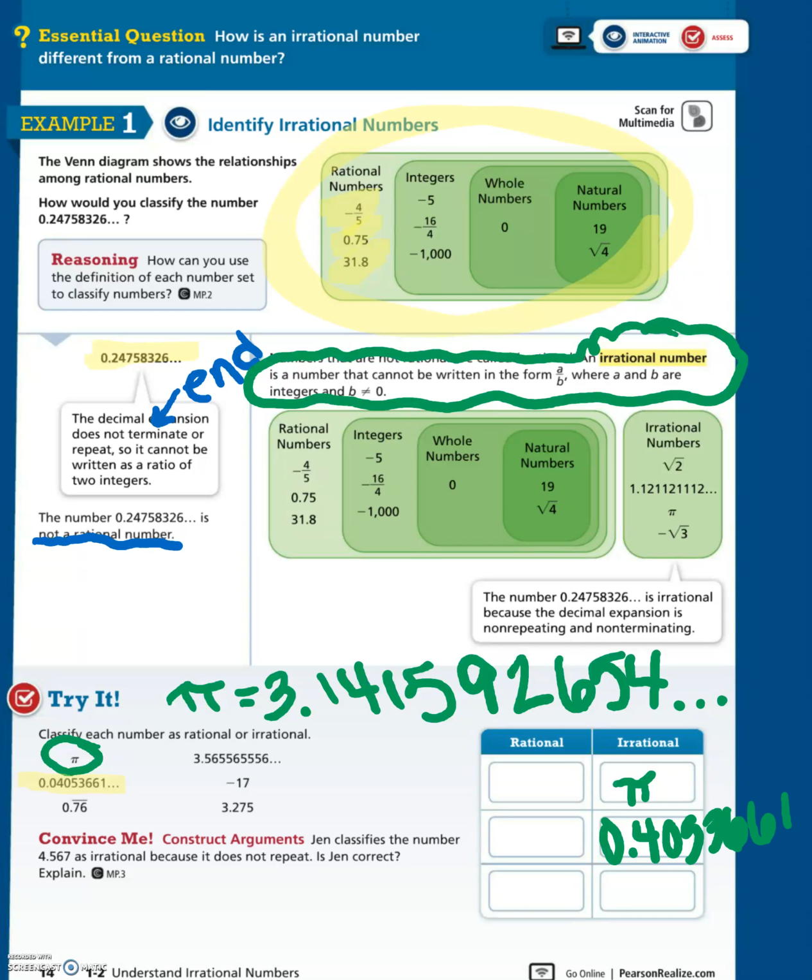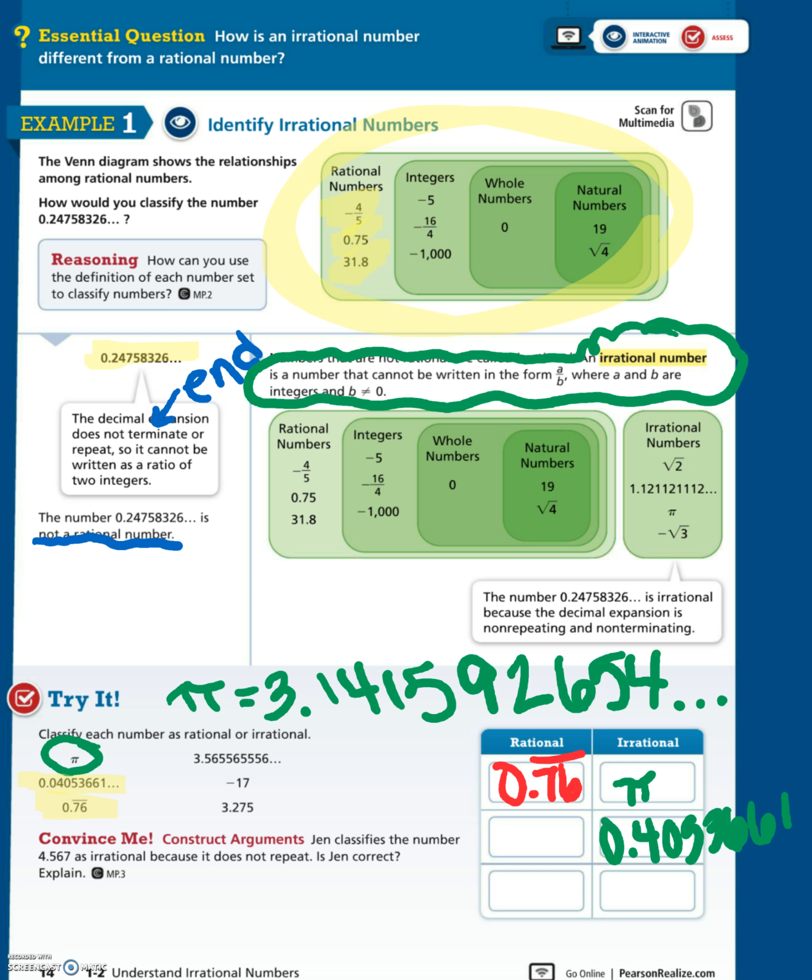Next number, 0.76 with the bar above it. That bar above means that the numbers repeat. So, since it is repeating, that means it is a rational number. So we're going to put 0.76 under the rational.